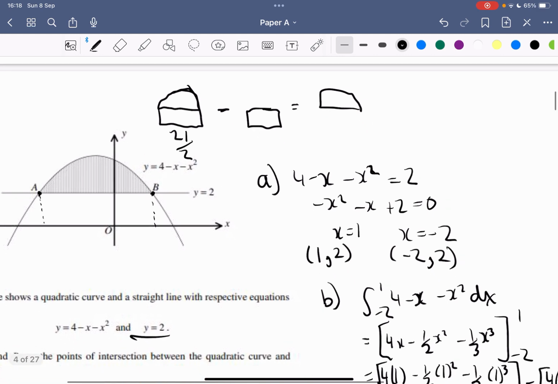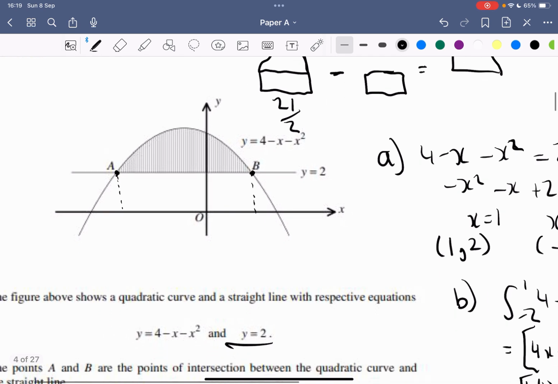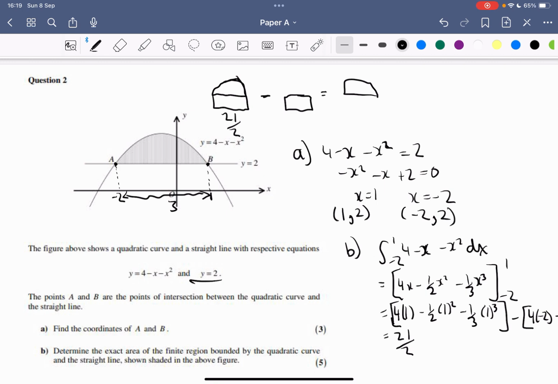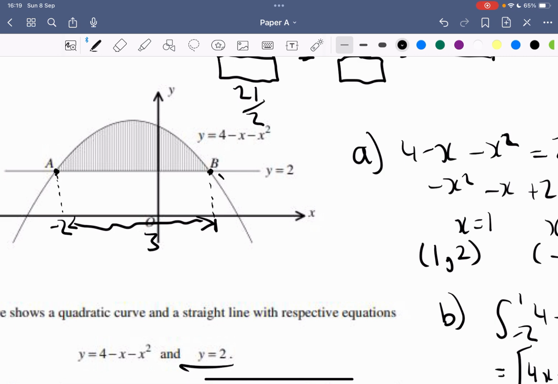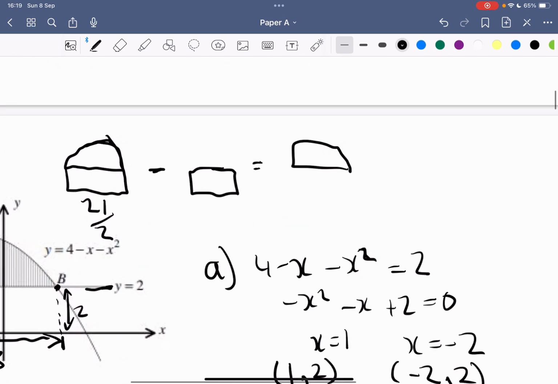Now we've got to work out the area of the rectangle. So we know this point here is -2, this point here is 1. So this whole length is 3. And then we've got to do base times height. So we know the height is 2 because it's when y equals 2. So the length's 3, the height's 2. So then we do 3 times 2 to get 6. So now this area here we know is 6.